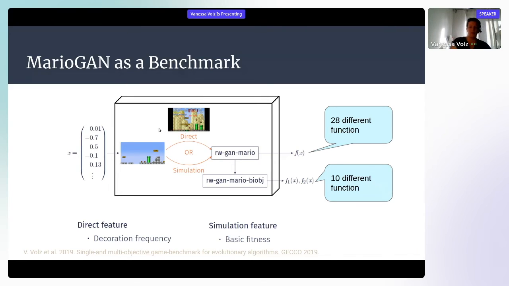And for this, we actually used functions from related work. There's a lot of work on generating Mario levels or other platformers. So we picked 28 different ones. Some actually evaluate things that you can see in the artifact directly, such as the number of Goombas or the number of pipes, how interesting things are visually. And some use a bot to run things.